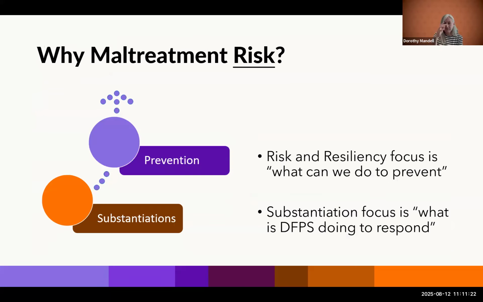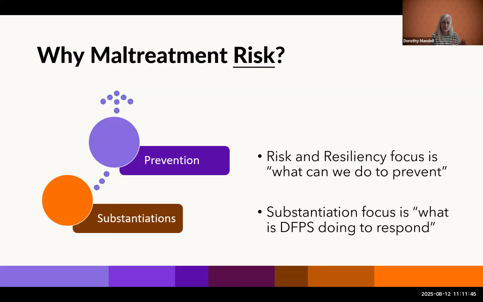So the other thing that we want to make sure is clear about the risk maps is the risk maps are actually risk. They're not substantiations. They're not the community's maltreatment rate. The department wanted to do this. We wanted to do this. And it turned into a really nice effect, actually.